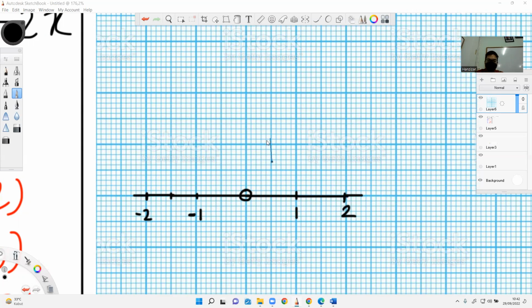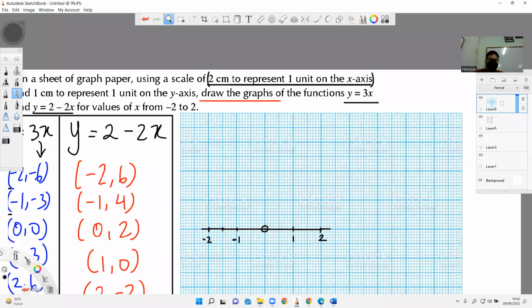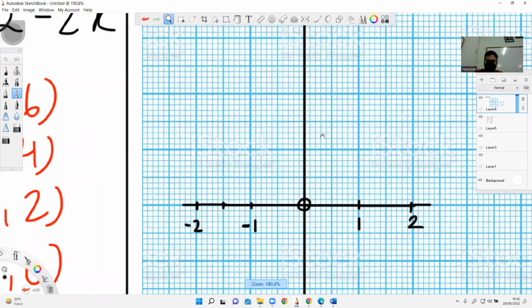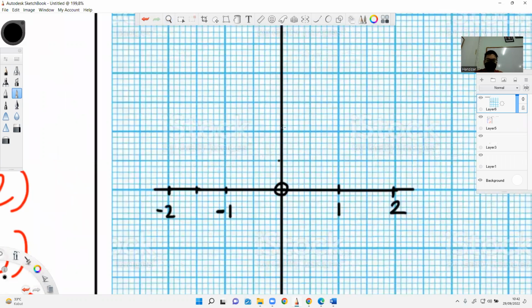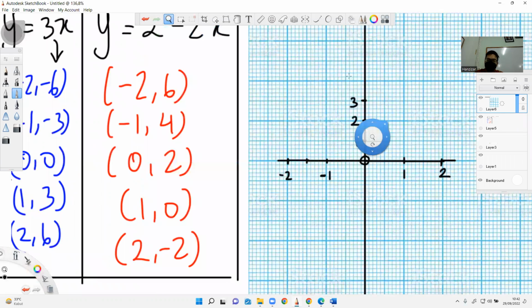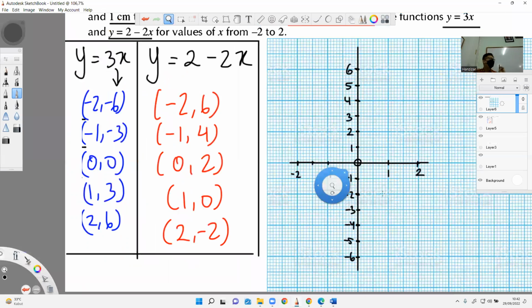For the y-axis, 1 cm represent 1 unit. You lihat lagi, 1 cm represent 1 unit on the y-axis. Y-nya kan di sini nih. Okay, understand guys? So dia 1 cm 1 unit. Berarti 1 langsung 1. Understand? 2, 3. Kita lihat y mentoknya berapa? 6 ya. 4, 5, 6, and then the bottom also -1, -2, -3, -4, -5, -6. And then what you need to do, plot the first function.